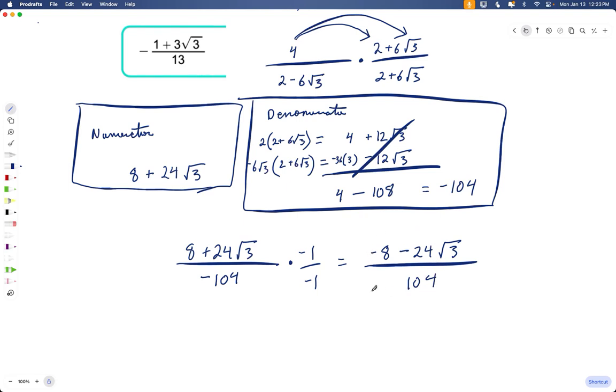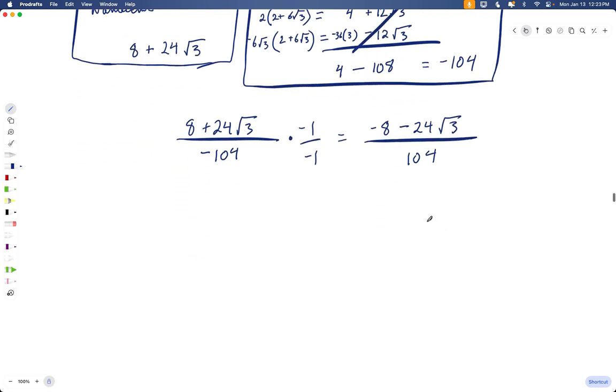I know that these are all even numbers, and I know that I can divide them all by 2. Question is, can I divide them all by a bigger even number, like 4? I know these two are divisible by 4. Is this one divisible by 4? And I think it is. I think 26 is the answer here. So if I divide negative 8 by 4, I get negative 2. Negative 24 by 4, I get negative 6 times the square root of 3 over, and then 104 divided by 4 is 26. So I can divide it by another set of 2. So I can divide it by 8. So let me do this again.